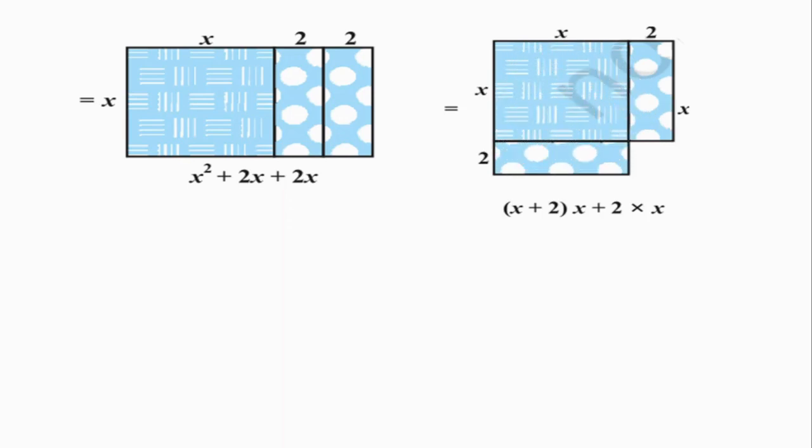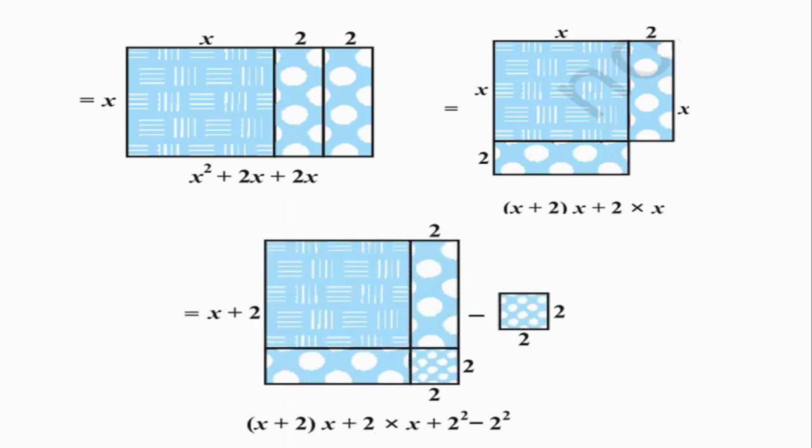The last 2x is split from the last one and added to the bottom of the x square. So it is the same, x square plus 2x plus 2x. Now see in this bottom what they are doing. x is common here, and in the bracket it becomes x plus 2. Another one is 2 into x. This is the same. You can see the image here, see the figure here.